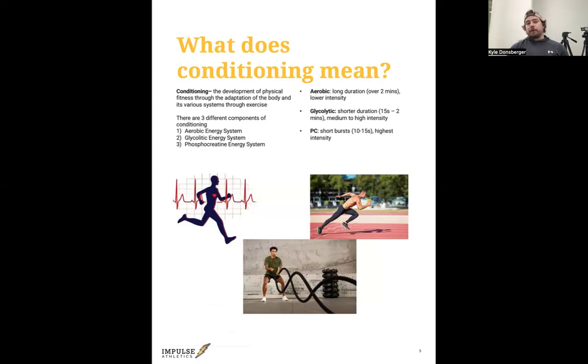We have three different components that we're using when we're taking a look at conditioning. The first one is the aerobic system. That's your long duration, over 2 minutes, lower intensity, what you're training at the start of the off season. Then we have the glycolytic energy system. That's your shorter duration, in that 15 seconds to 2 minutes range, at medium to high intensity. And then we have the phosphocreatine system. That's your PC, your short burst, your explosive power, your speed, your highest intensity.